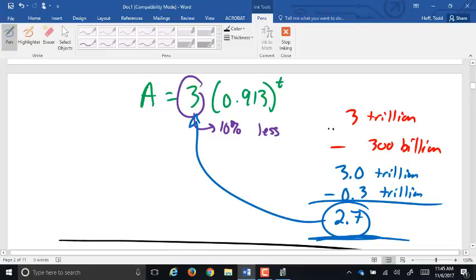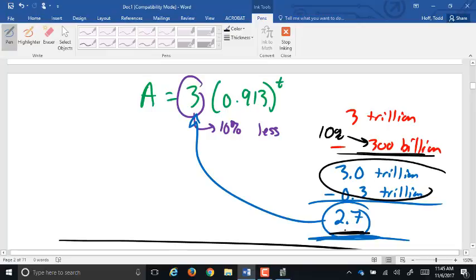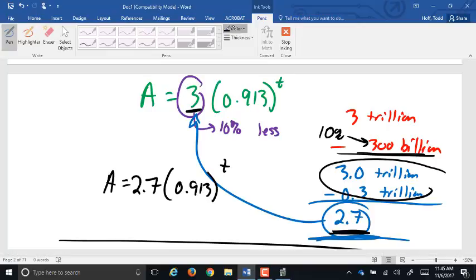Yes. Yeah, you found this was the 10% right here. Yep. So we found the 10% and we subtracted that from the original amount. So all that's saying is instead of reaching 3 trillion, it made it to 10% less than 3 trillion, which is 2.7 trillion. So your model is 2.7 in there instead of 3. You bet.